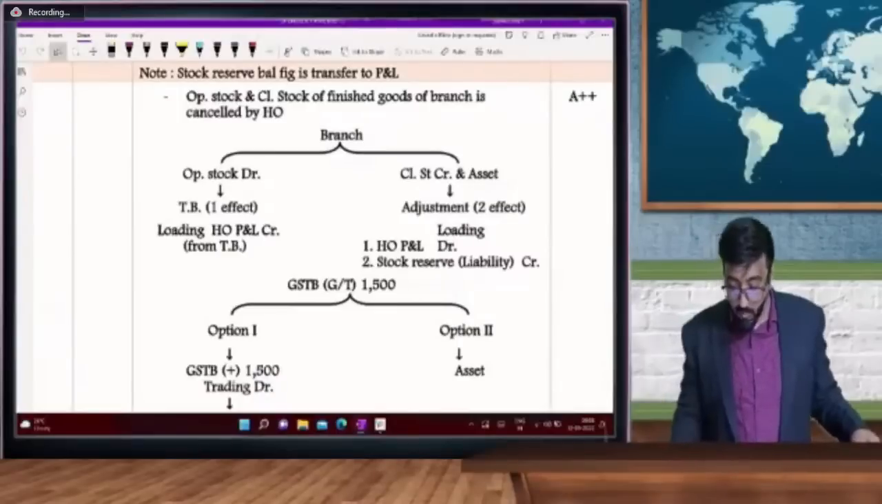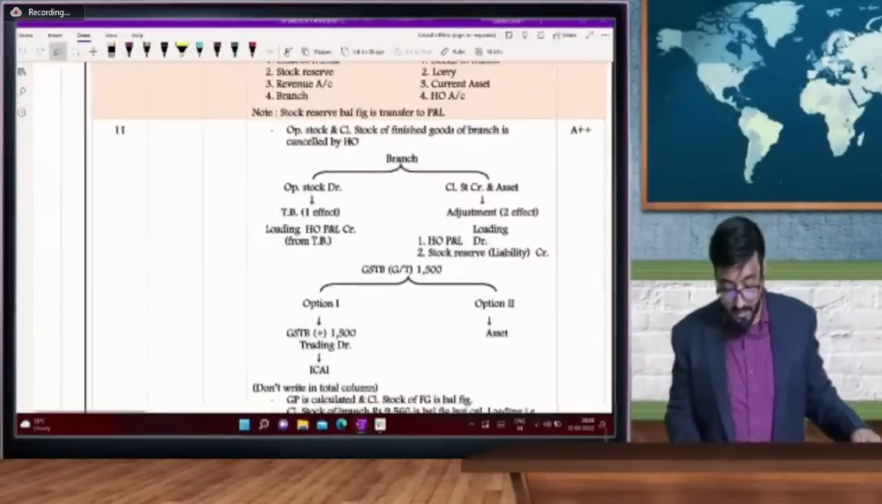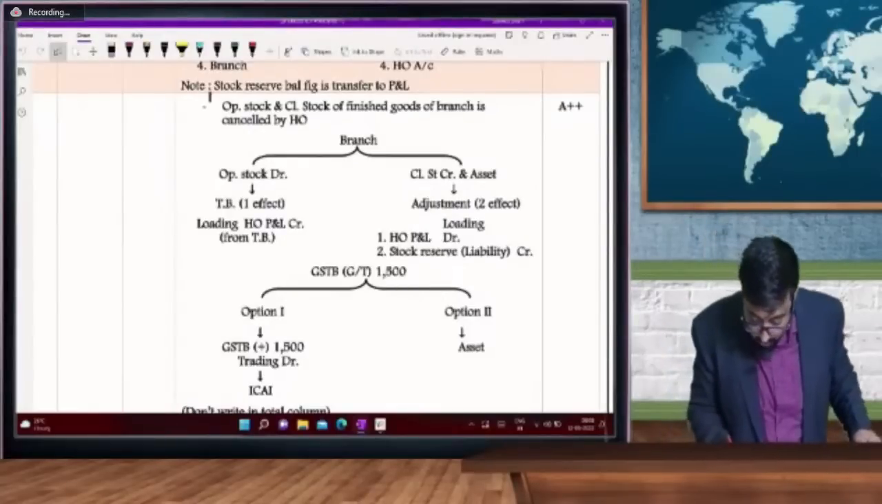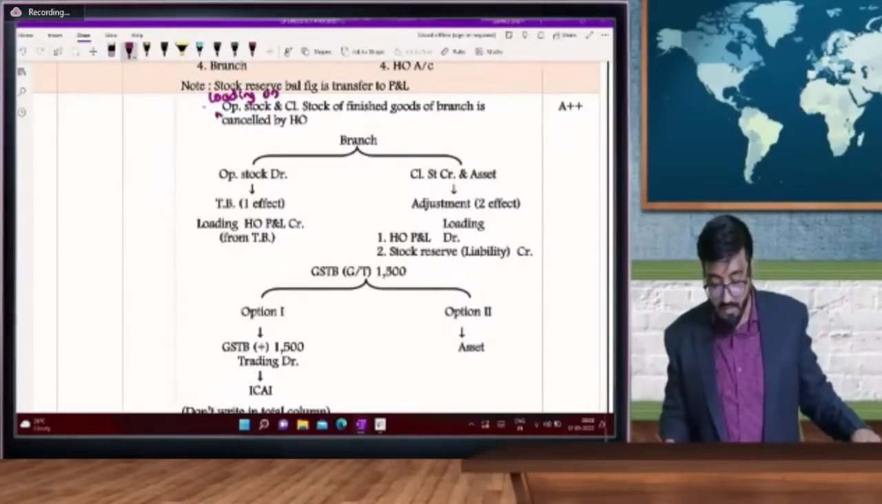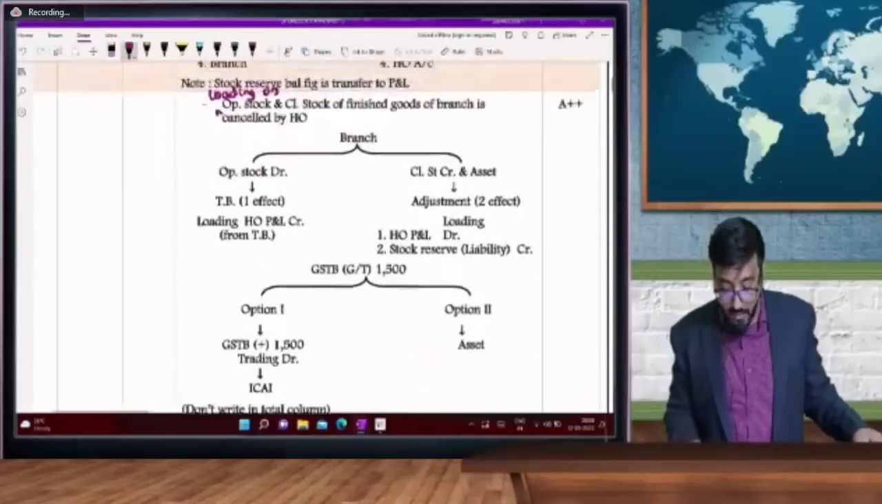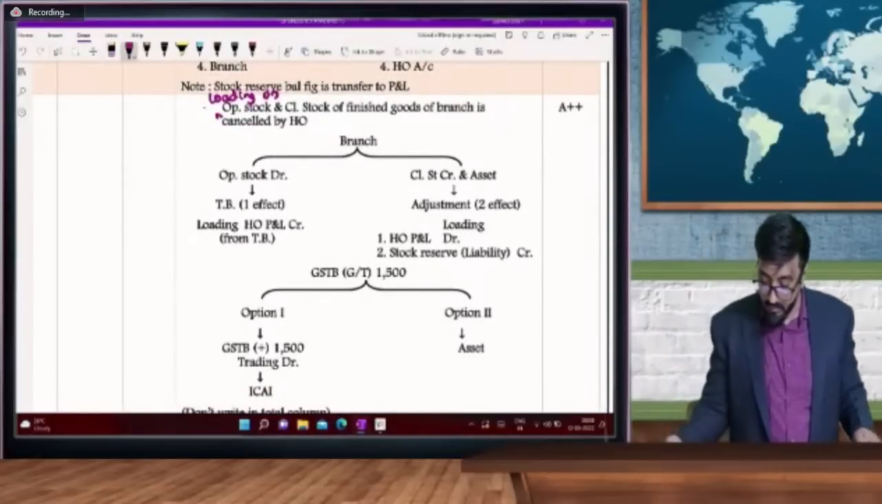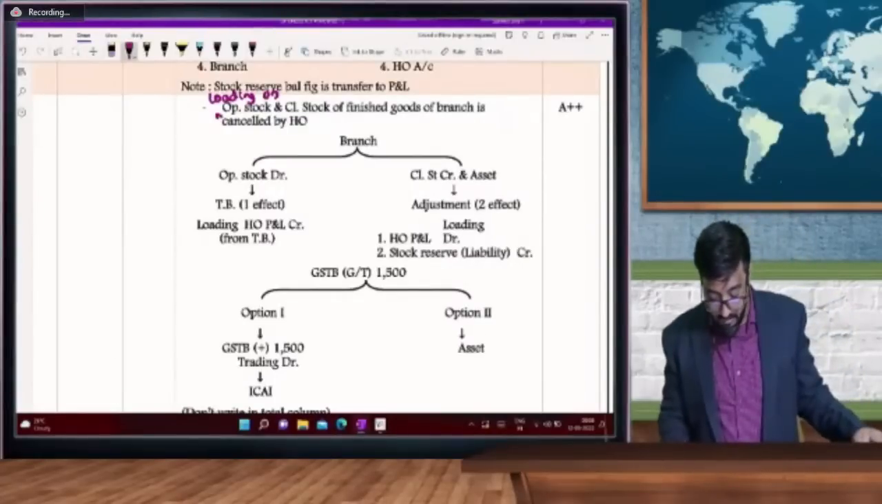See what are the important points. Opening stock and closing stock of finished goods, it is an A++ category question, beta. Opening stock and closing stock of finished goods of the branch is cancelled by HO. Loading on, sorry, here I forgot to give loading on opening stock and closing stock of finished goods of the branch, it is cancelled by HO. Opening stock has only one effect, in the trial balance there will be only one effect, and closing stock has 2 effects, HO P&L account debit.